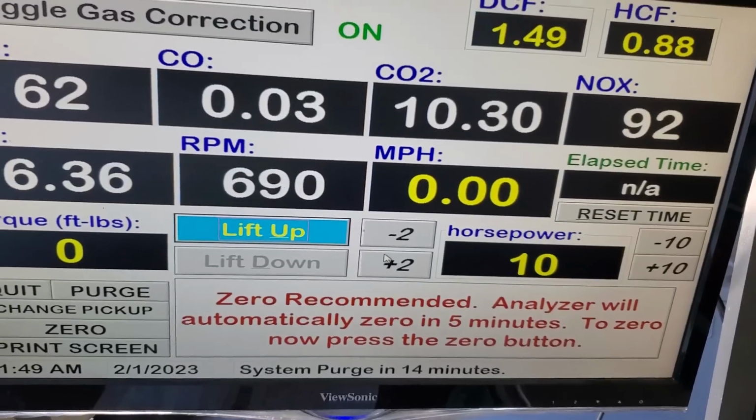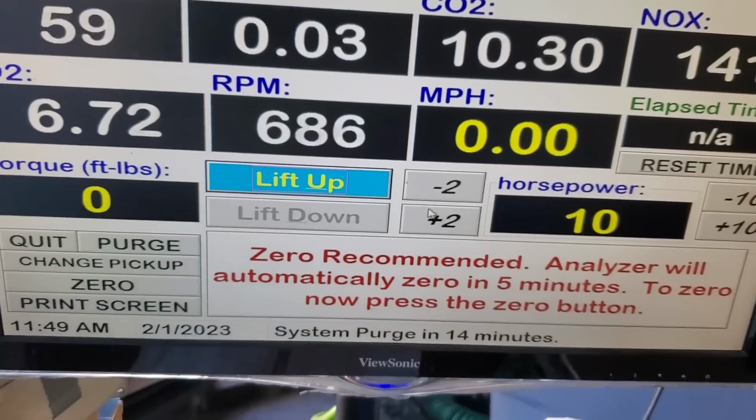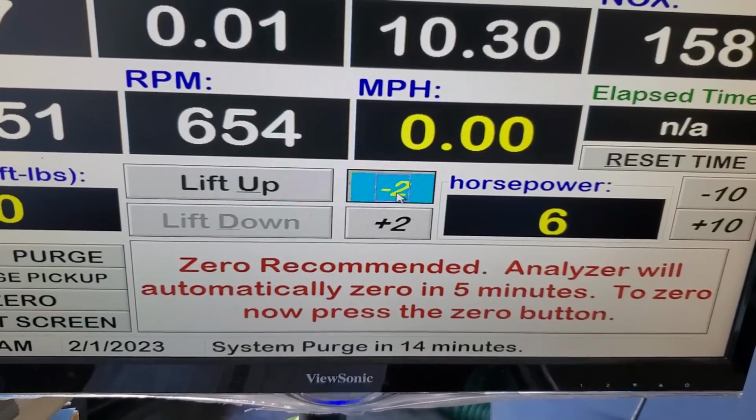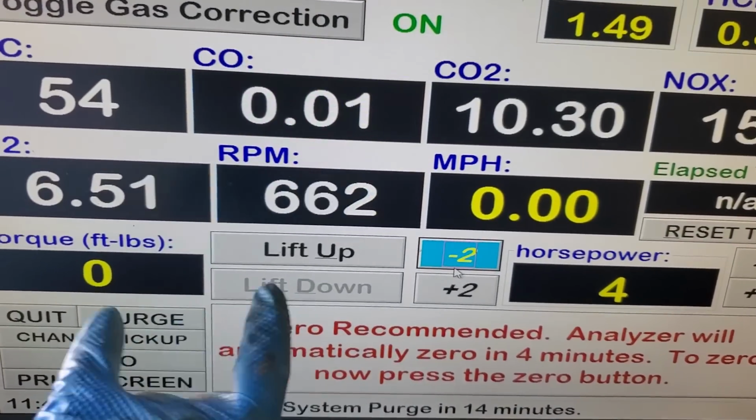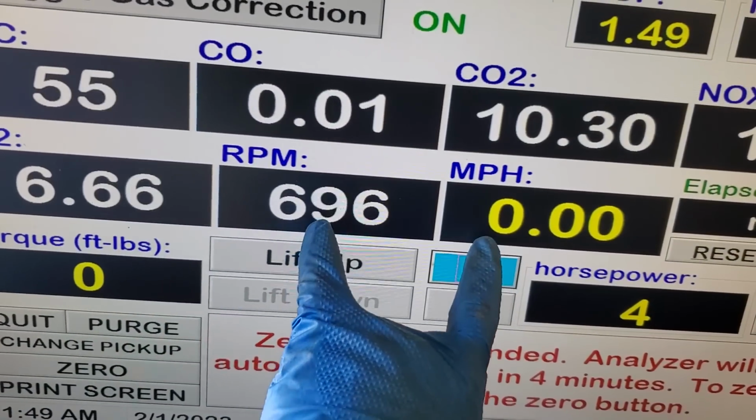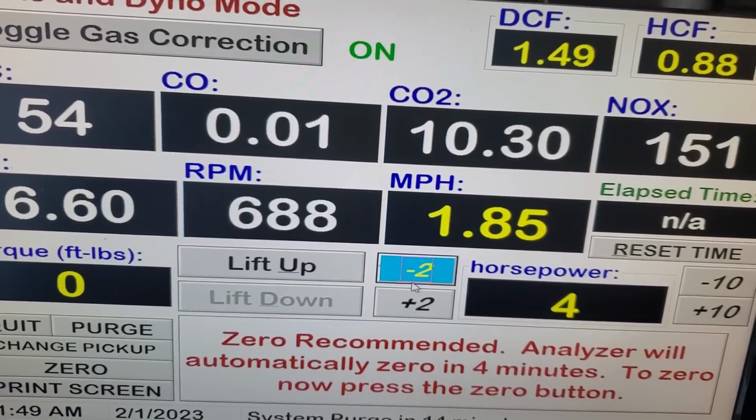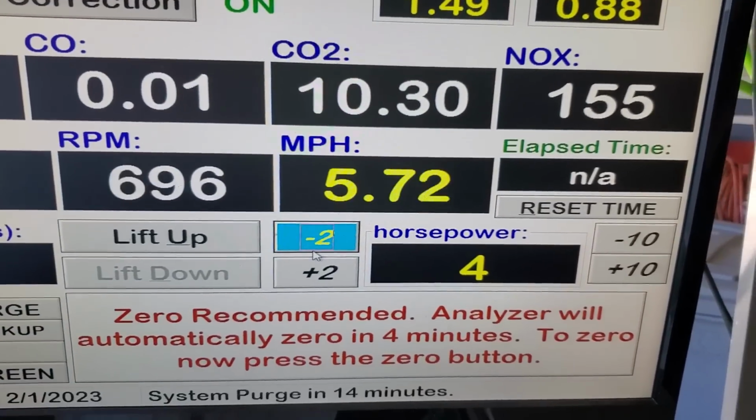Actually, hold on. All right, engine RPM, miles per hour, CO. I'm going to take the load down to about 4 horsepower. We're going to look at transmission shifts now. So we're looking at RPM and miles per hour. Okay, go ahead. Take it up to about 55, 60.